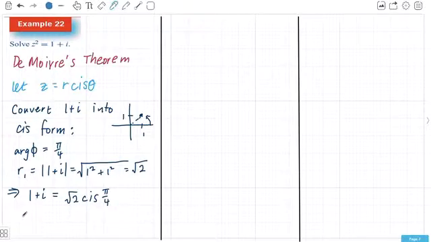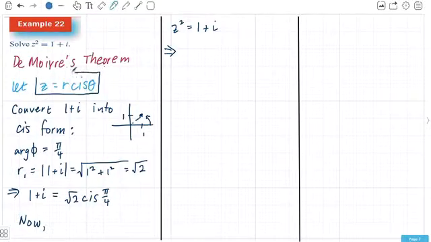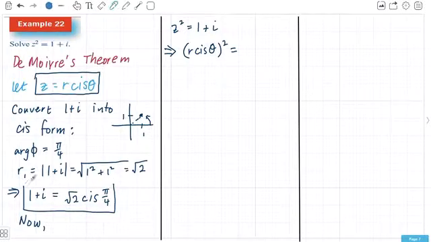Okay, so now if we're saying that z squared equals 1 plus i, remember that this is z, and I'm going to put a box around that so we can remember, z is r cis theta. I'm going to put that in the place of z, square it, equals 1 plus i. 1 plus i is now in cis form as well, so that's going to be root 2 cis pi on 4.